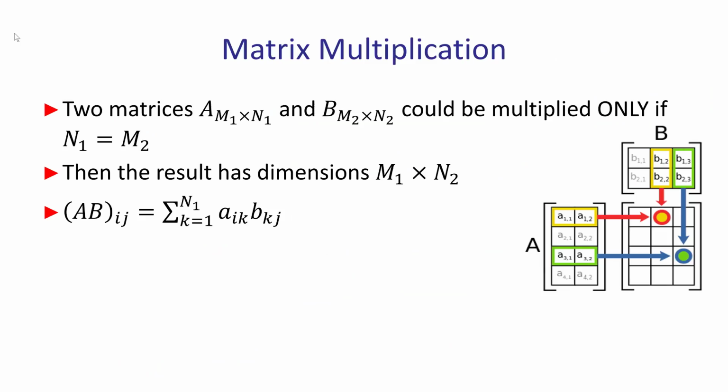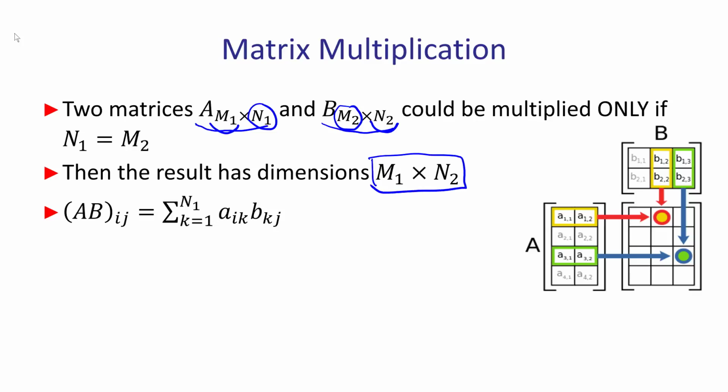Now we are ready to learn how to multiply two matrices. Two matrices, A with dimensions m1 by n1 and B with dimensions m2 by n2, can be multiplied only if their internal dimensions are the same. So n1 equals m2. This is a condition. Otherwise you cannot multiply those two matrices. This is very important. Now the result will have dimensions m1 by n2. This is the dimension of the result.